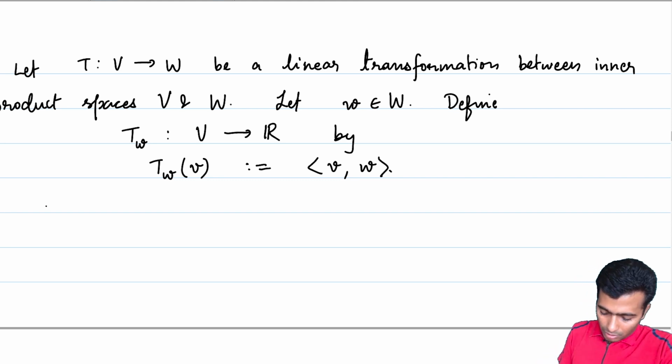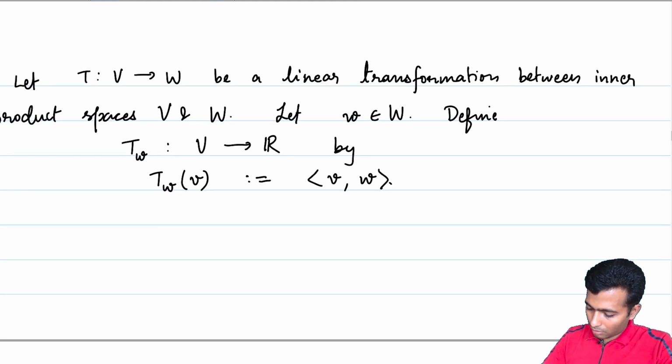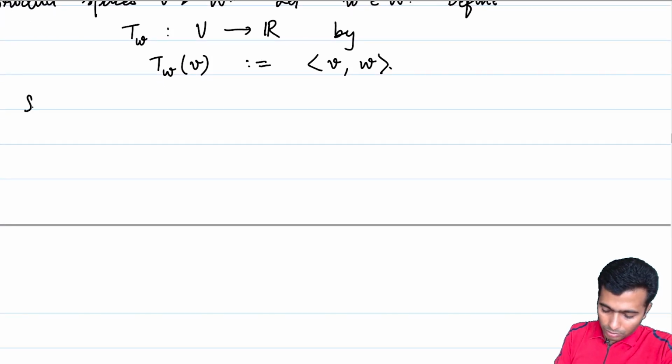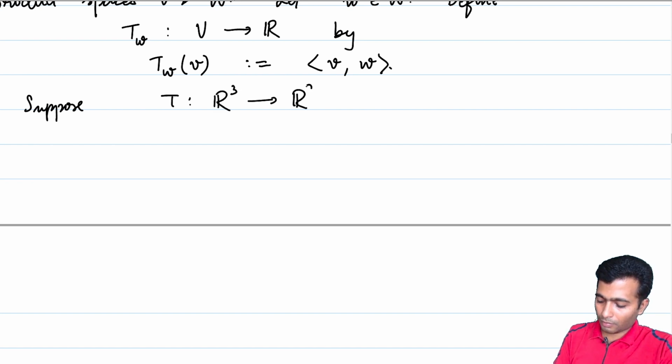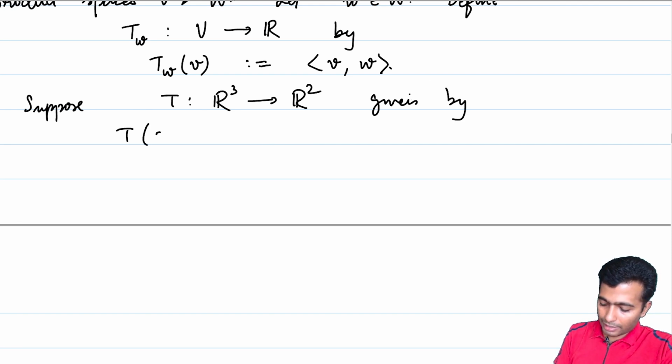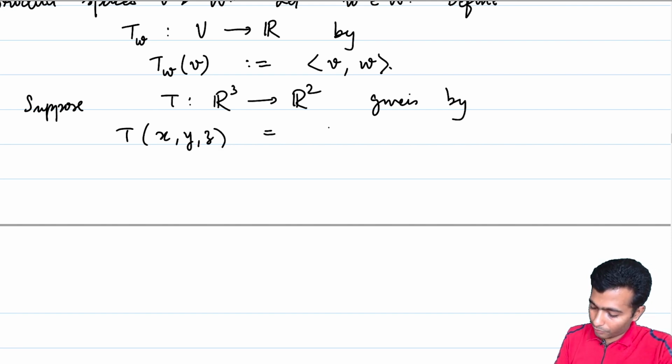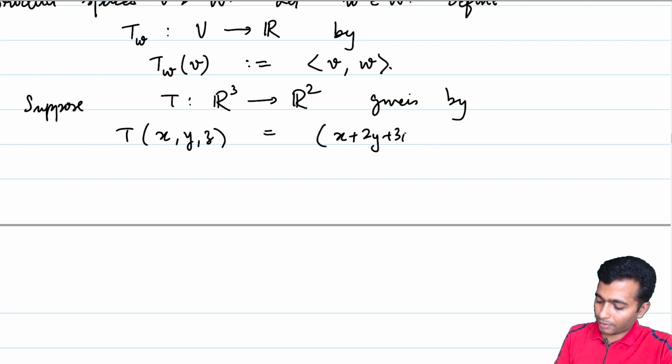So suppose T is from, say, R3 to R2, given by T of, say, (x, y, z). This will be some vector in, say, R2. We would like to see what, okay, let's put it something x plus y plus z. It will be too simplistic. x plus 2y plus 3z, 4x plus 5y plus 6z.